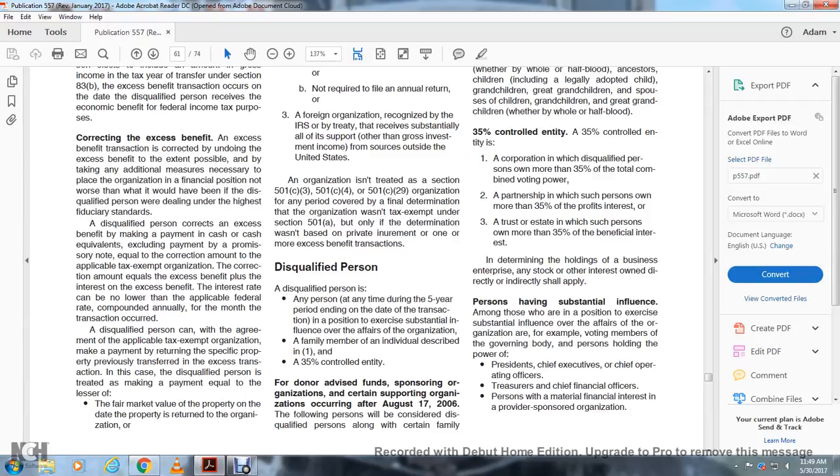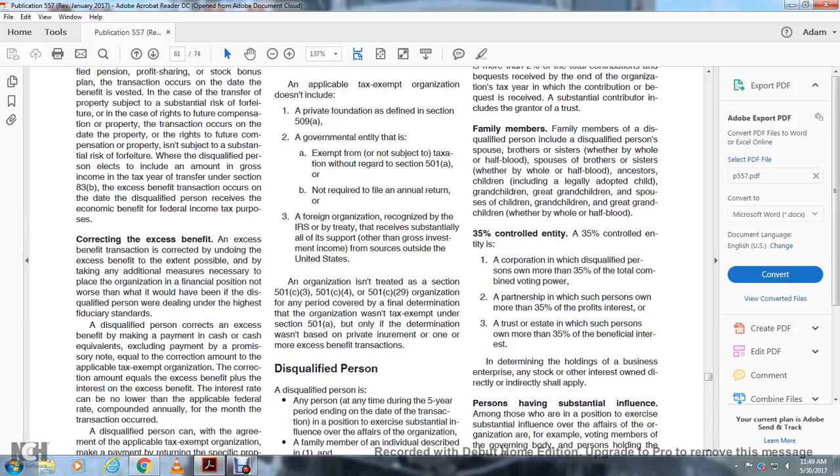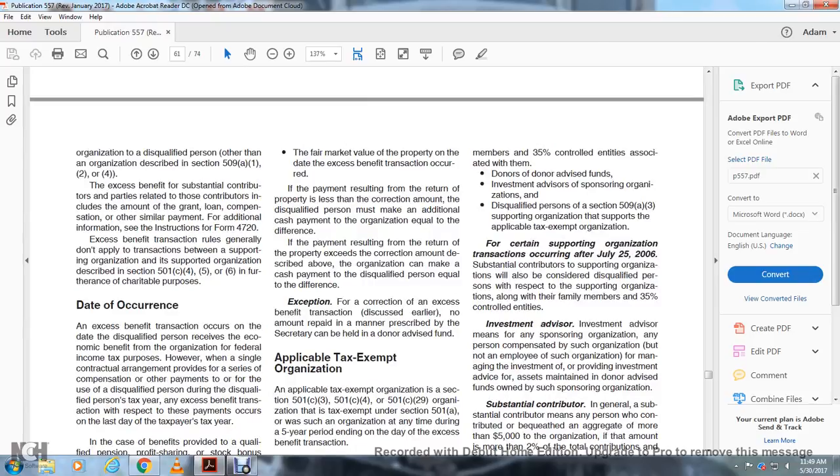The disqualified person, with the agreement of the applicable tax-exempt organization, may make the payment by returning specified property previously transferred in the excess benefit transaction. In that case, the disqualified person is treated as making a payment equal to the lesser of the fair market value of the property on the date it is returned to the organization, or the fair market value of the property on the date of the excess benefit transaction. If the payment resulting from the return of the property is less than the correction amount, the disqualified person must make an additional cash payment to the organization equal to the difference. If the payment resulting from the return of the property exceeds the correction amount described above, the organization can make a cash payment to the disqualified person equal to the difference.